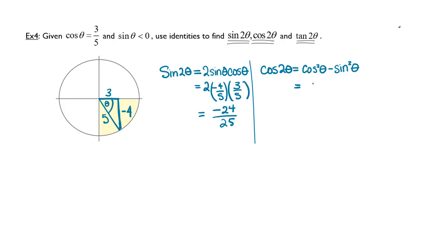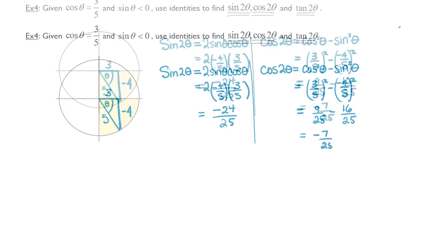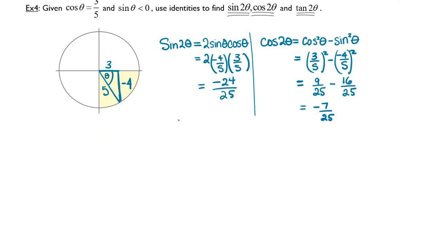We'll substitute the cosine value in, which is 3/5, and we'll square it, minus the sine of theta, which was -4/5, and we'll square that one as well, which gives me 9/25 minus 16/25. That's equivalent to -7/25.